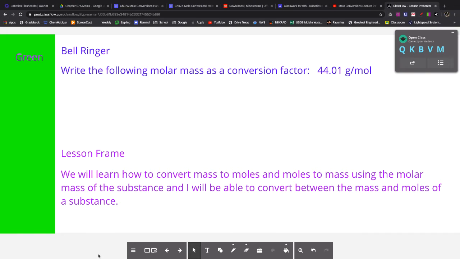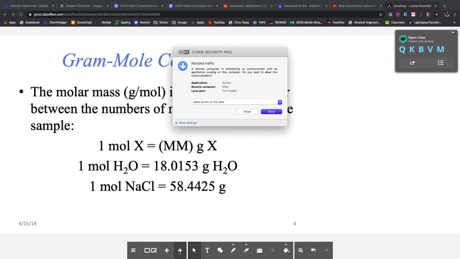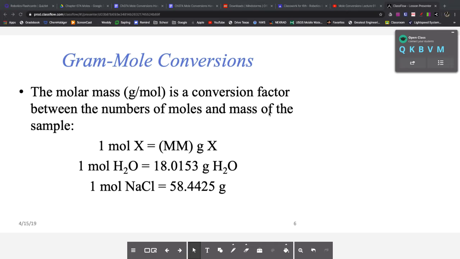This is part two of the mole conversion lecture. In this lecture, we're mainly going to be looking at conversions that involve molar mass. So remember, molar mass is the mass of a mole, and it's in units of grams per mole, and we can write it as a conversion factor where 1 mole of whatever the substance is equal to the number of grams of that substance.